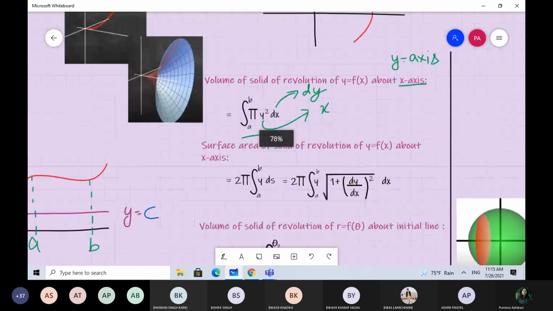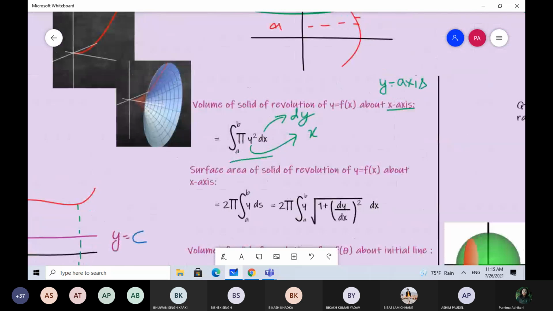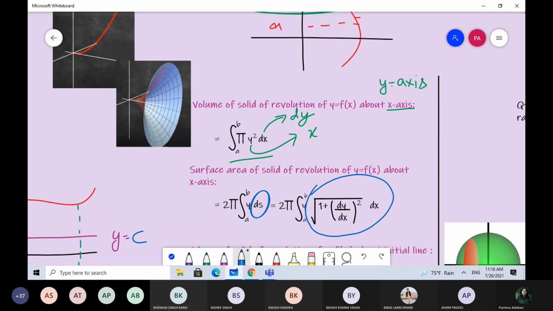Let me minimize this screen. So the rectification formula for ds, I hope you all remember, we saw how it comes: square root of 1 plus (dy/dx) squared, into dx. So ds is the whole of this. That is going to give you the surface area of the solid of revolution for the curve y equals f(x) about the x-axis.